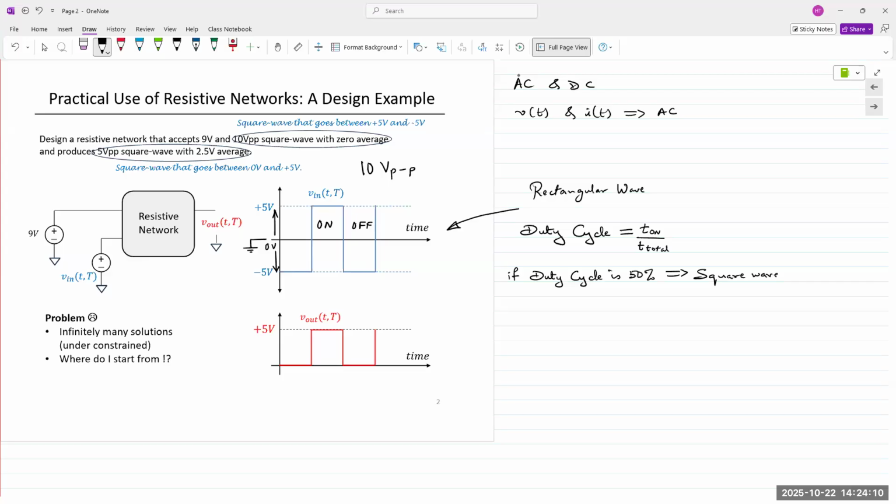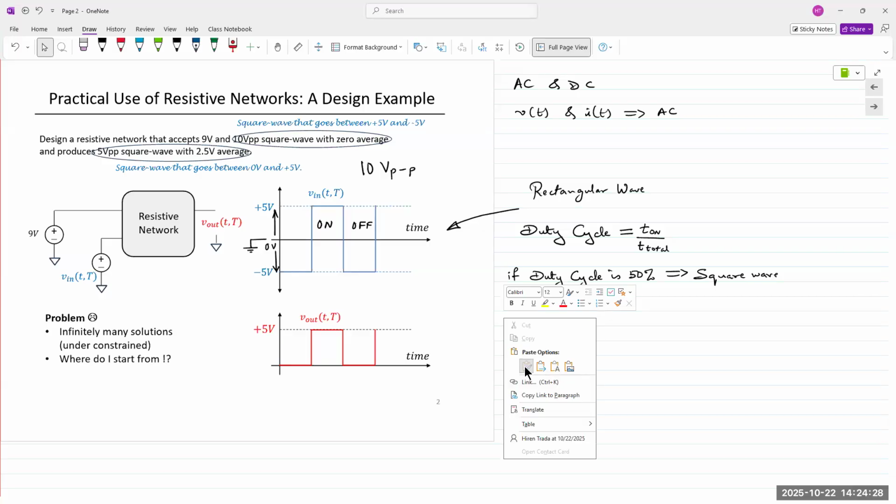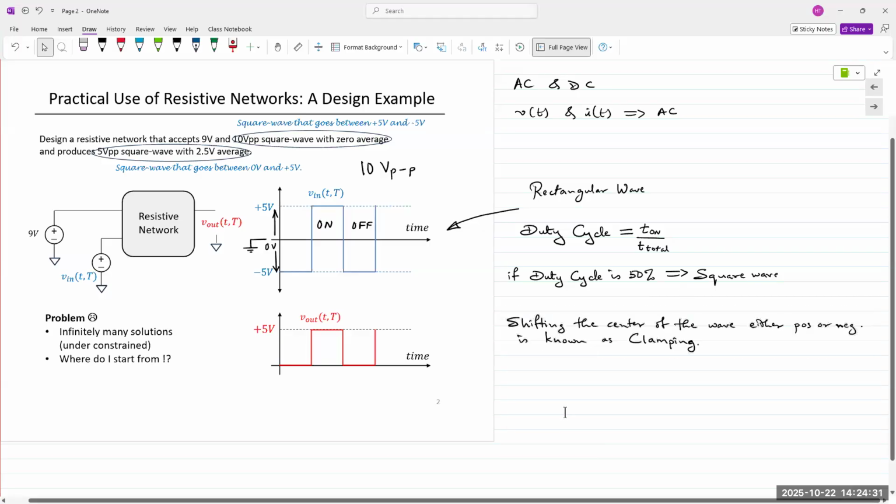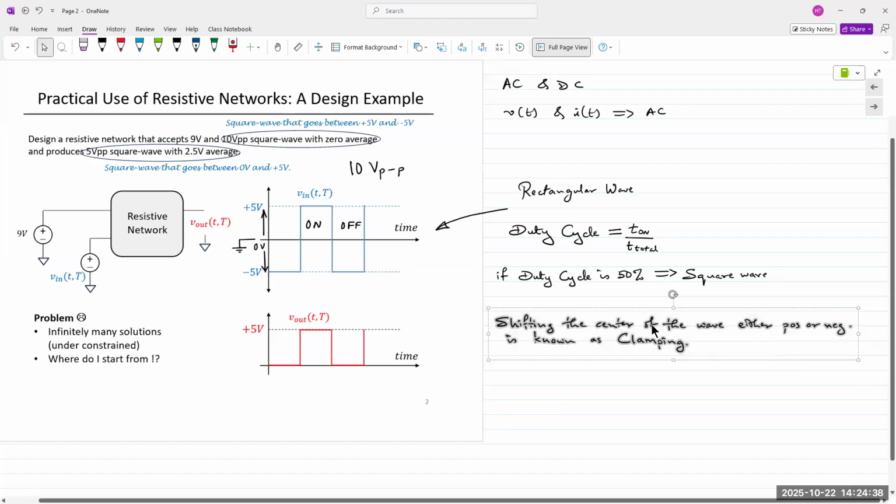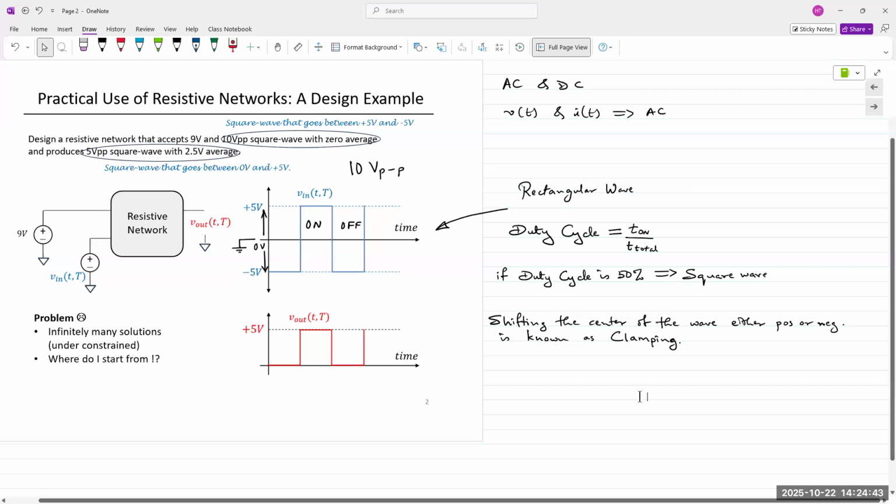So the center of this waveform is at 0. Sometimes we have a need to shift this waveform, either in the positive direction or the negative direction. Shifting the center of the waveform, either positive or negative, is known as clamping. You're clamping the waveform at a certain level.